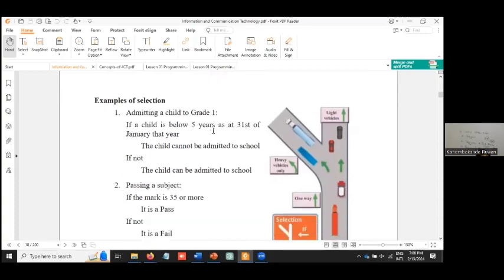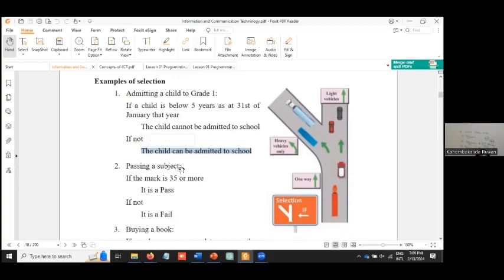Examples of selection. One, admitting a child to grade 1. If a child is below 5 years as at 31st of January that year, the child cannot be admitted to school. If not, the child can be admitted to school. Here, there is decision making. There is a condition, and according to that condition, we have to make a decision.